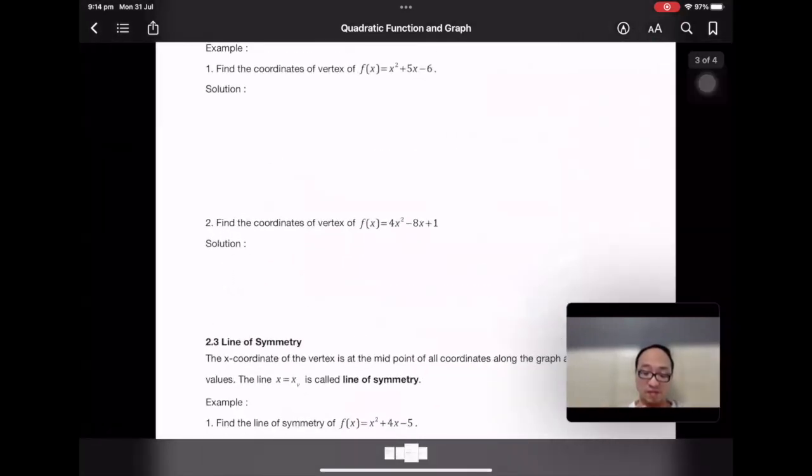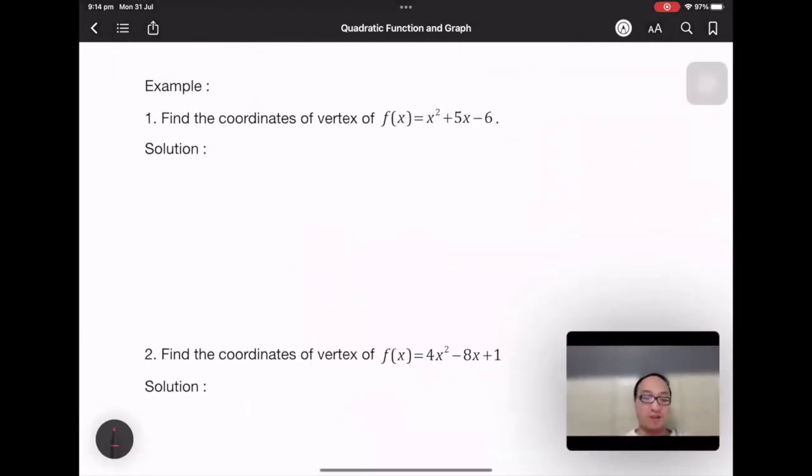For example, find the coordinate of the vertex from the equation f(x) equals x squared plus 5x minus 6. Here we have a equals 1 and b equals 5. So the x coordinate of the vertex is minus b over 2a, so it's minus 5 over 2 times 1, which equals negative 5 over 2. So the x coordinate of the vertex is negative 5 over 2.